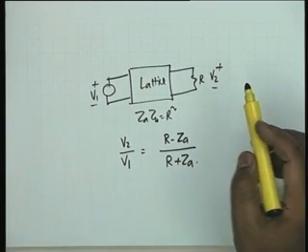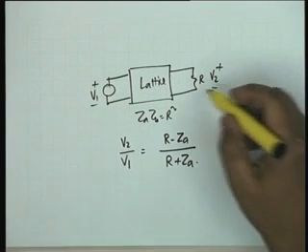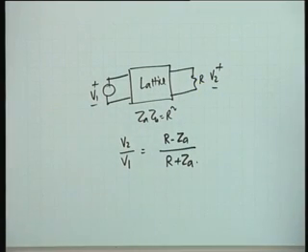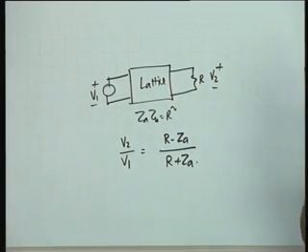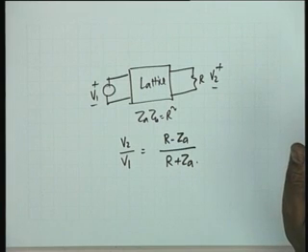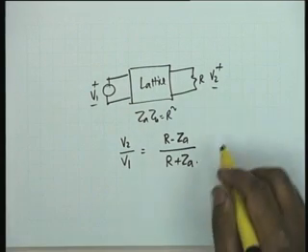You can show. How do you show this? V2 by V1 is Z12 by Z11. No, it is not, because there is a termination R. So equivalent parameters we find out. You find out the equivalent parameters and then decide this. But I am serious in asking you to do this. Okay, please do verify that this is so.